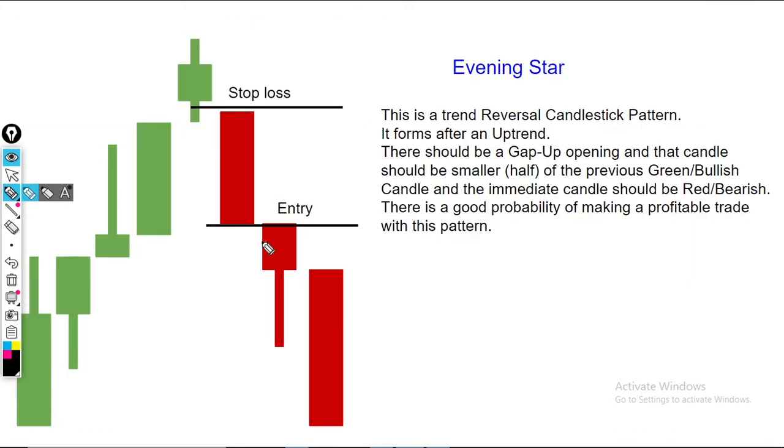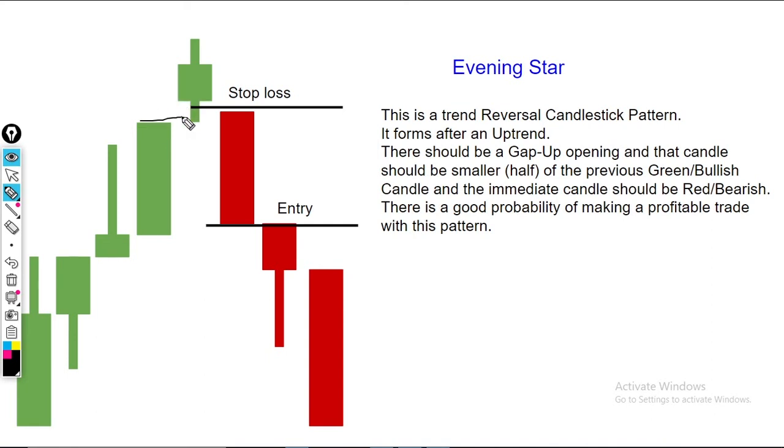This is called an evening star. This is a bearish reversal candlestick pattern, and it forms at the end of an uptrend and at the start of a downtrend. There should be a gap up opening between these two candles, and this type of candlestick pattern gives us profit only in the daily time frame. So if you are doing swing trading, please use this type of candlestick.